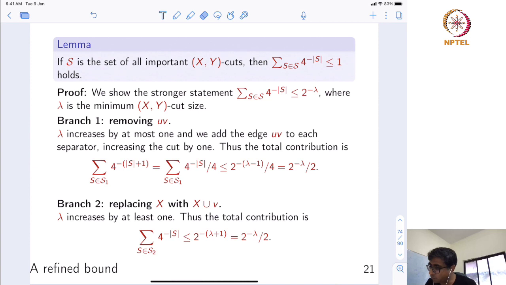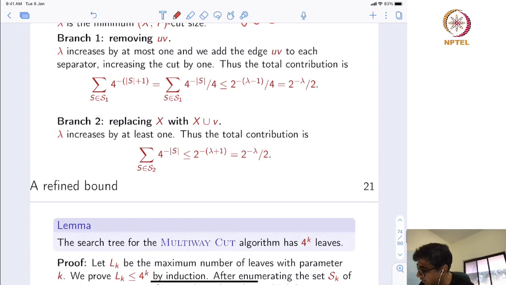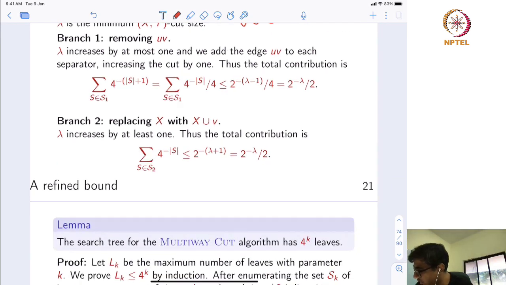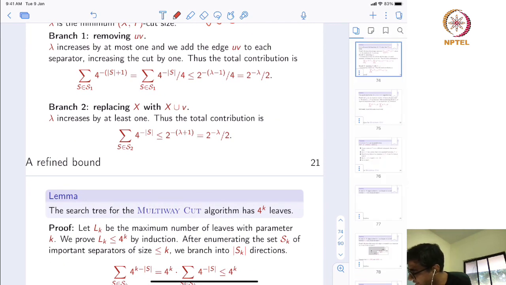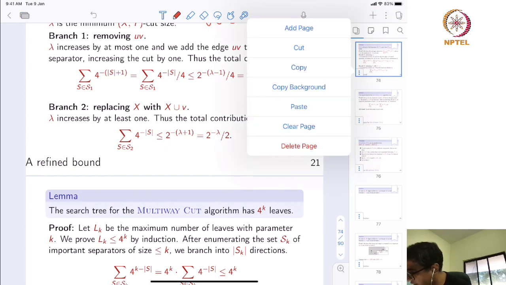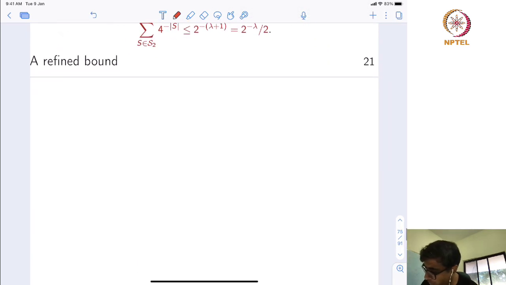Okay. In fact, what we will show is that the sum of 4 to the power minus |S|, where S belongs to the important separators, is at most 2 to the power minus lambda, where lambda is the minimum XY cut size. And the way we will show this is by induction, and the induction will be on a slightly different object. Let me show you on what.